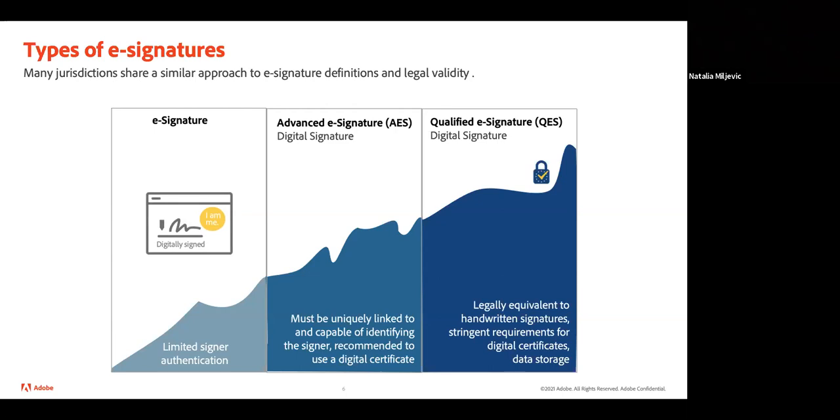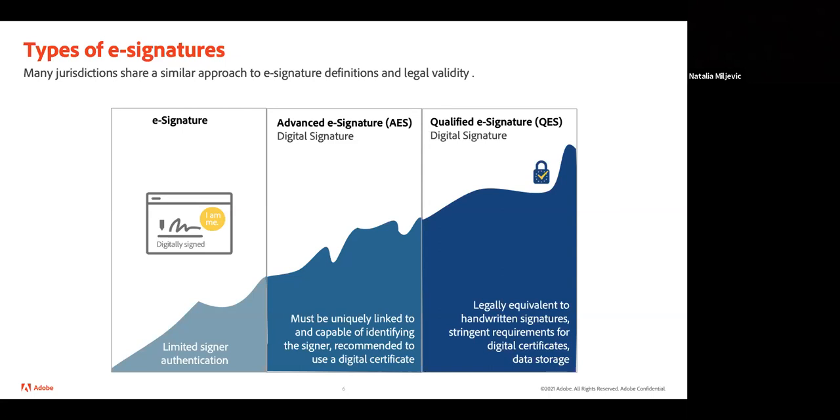The broadest category of electronic signatures is often referred to as a simple electronic signature. In many jurisdictions, an electronic signature is defined broadly to capture any electronic process that indicates acceptance of an agreement or a record. They generally require low authentication of a signer's identity, normally done via an email address, and have just enough evidence to prove the signer is who they say they are. So this is a basic electronic signature.